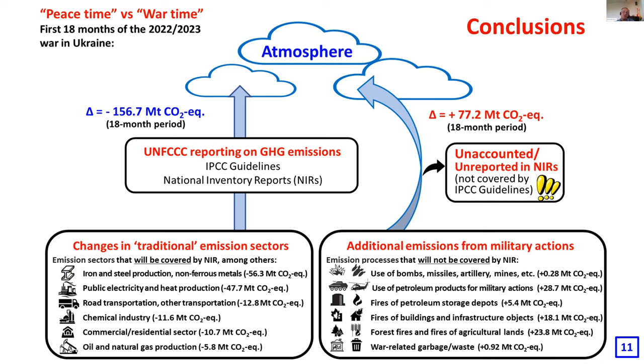This reduction did not occur as a result of appropriate mitigation efforts, but was associated with colossal destruction and human suffering. Globally, a significant part of these reduced emissions has been transferred to other countries via the footprint of refugees, via the reallocation of iron and steel production and other factors, and therefore will be reported in the national inventory reports of these other countries. Here I focus on the right part of this slide, on war-related emissions that are not covered by national reporting.